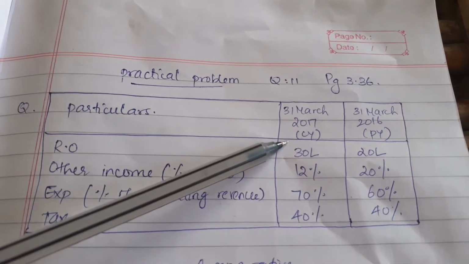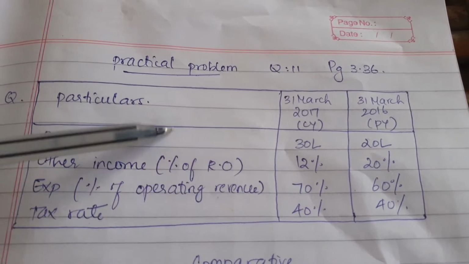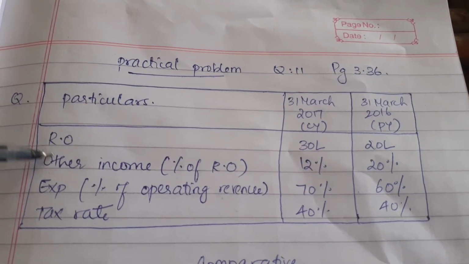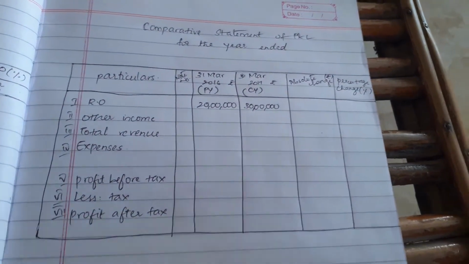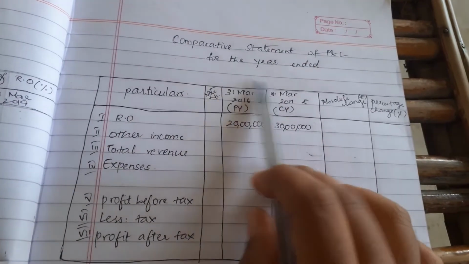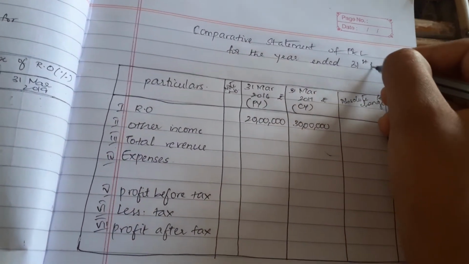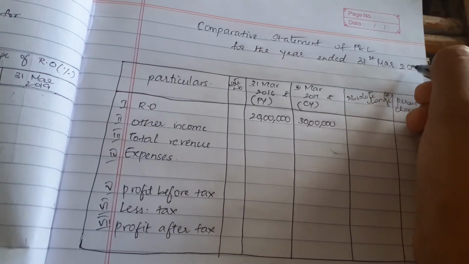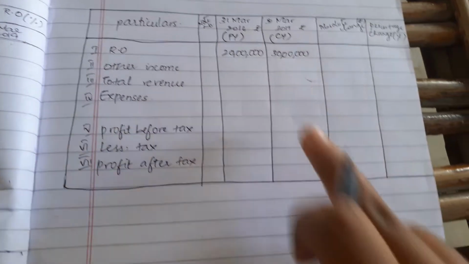Okay guys, first you need to just find the absolute values of these amounts. It's given revenue from operation alone, so you need to find the others. Let me tell you how to find it out. Just draw the column, format everything. You are preparing it for the year ended, your current year is 31st March 2017. Your revenue from operation amount is given, so just note it down.